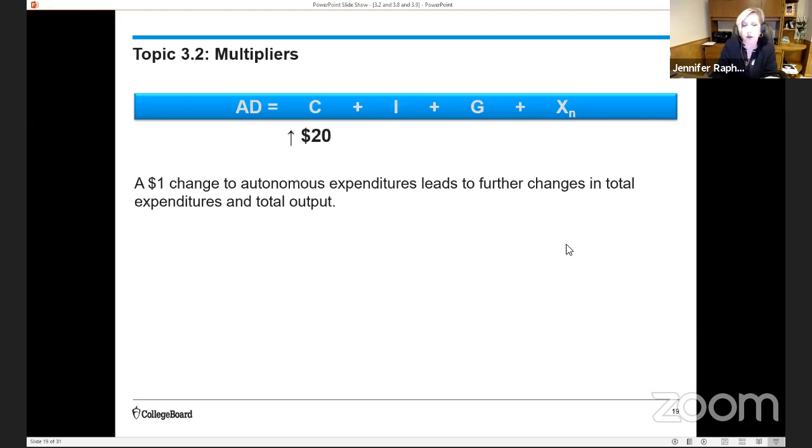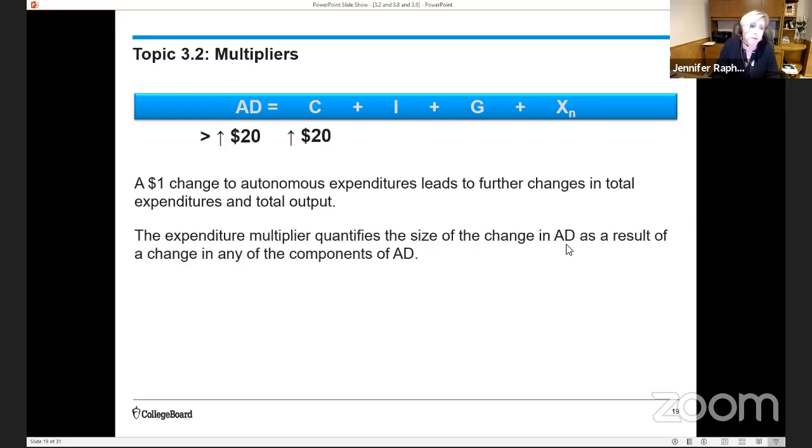But what it effectively means is that if you had a $20 increase in consumption, well, that's going to eventually produce a much larger than $20 increase in aggregate demand. And how much greater the increase in aggregate demand is going to be is, as you know, a function of the multiplier. So the expenditure or spending multiplier is going to be useful to help quantify the size of the change in aggregate demand that results from a change in any of the components of aggregate demand.